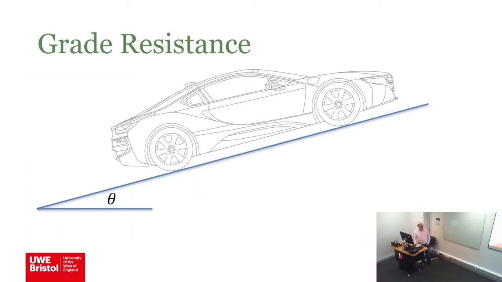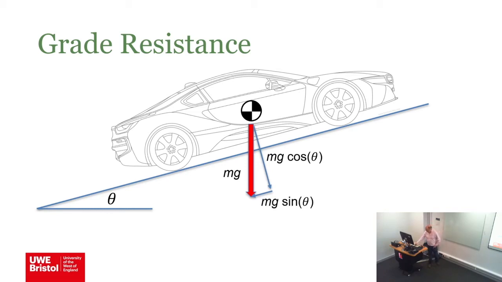Grade resistance is straightforward. If you've got an angle of the hill, we've decided that going uphill is a positive angle, and going downward is a negative angle. You've got the mass of the vehicle, and as you did in level 1 dynamics, you can separate that mass into two components: one normal to the road, mg cosine theta, and one parallel to the road, mg sine theta. That mg sine theta typically points down the hill, providing the resistive force going up the hill.